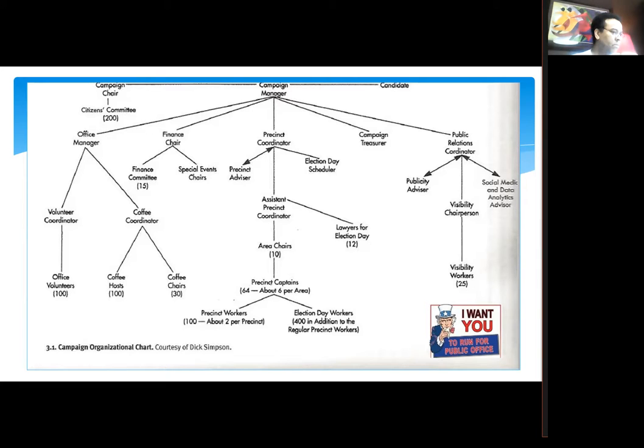Each of these precinct coordinators has a specific set of duties and expectations. Again, all volunteer in our world. You'll see over on the left something called volunteer coordinator and coffee coordinator. Volunteers can be used for so many things. We need to get petitions signed to get on the ballot. That's a volunteer. We need people to perhaps staff an event.